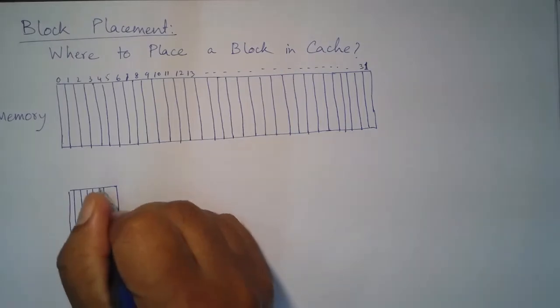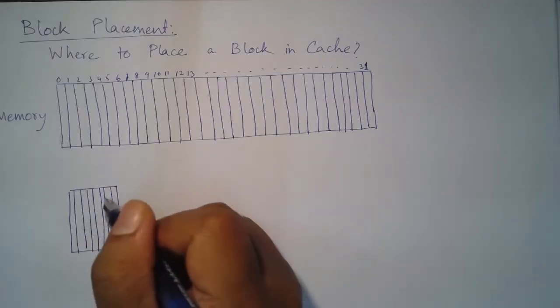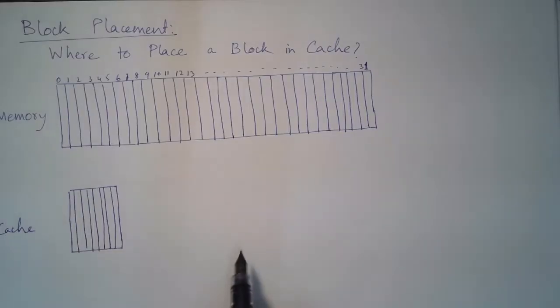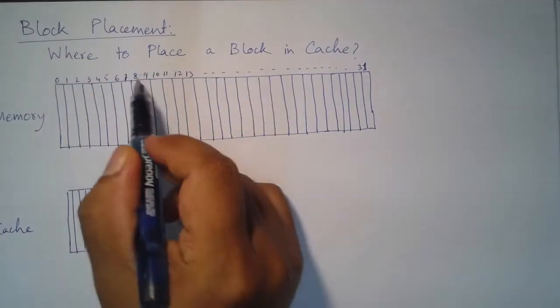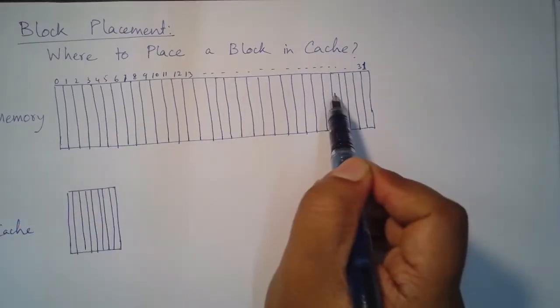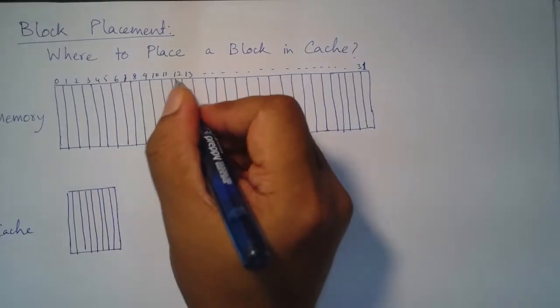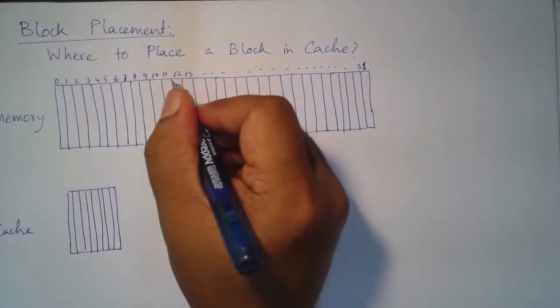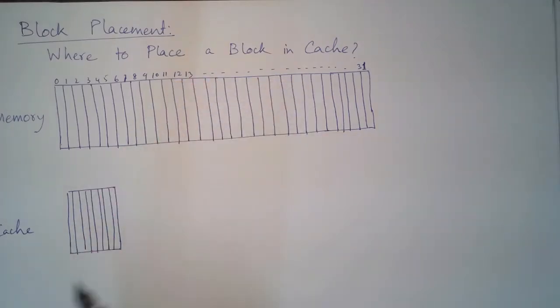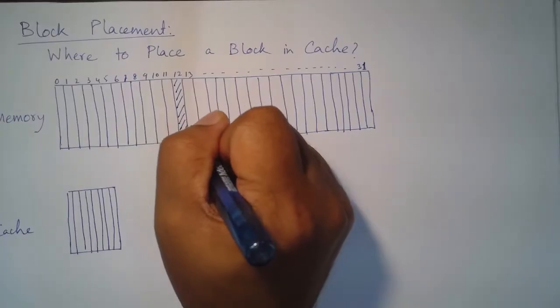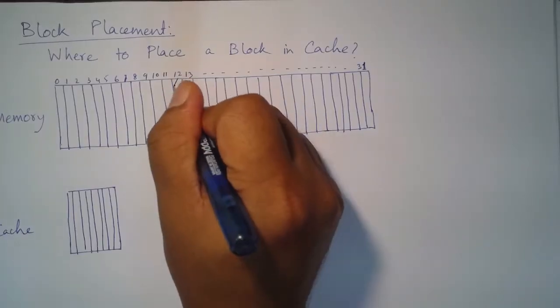So this is my cache which can store 8 blocks. Now we are looking at block placement, so where to place a block in cache. So this is my memory. Let's say I want to bring in a particular block. For our example, let's say block 12 I need to place in cache. So I'll just highlight block 12 here. This is the block of memory which I need to put in my cache.